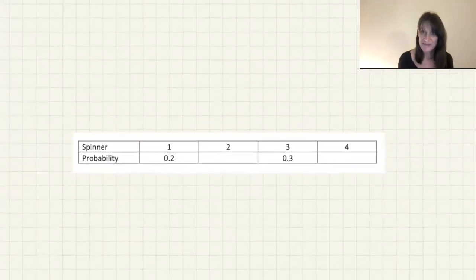Okay, here's a different table. I still want you to have a go. I know it's got 2 blanks, but just go for it. You know it's got to add up to 1. What do you think we're going to be doing there? Okay, so give it a go.